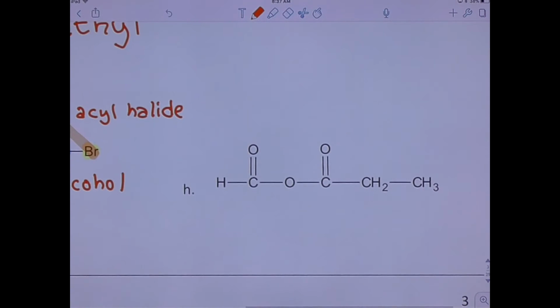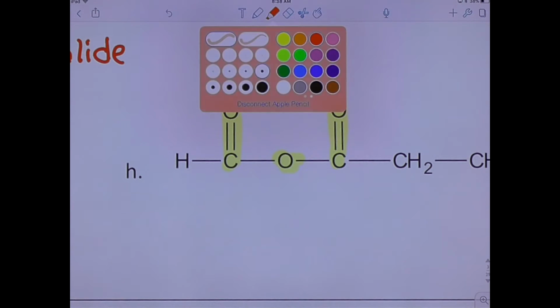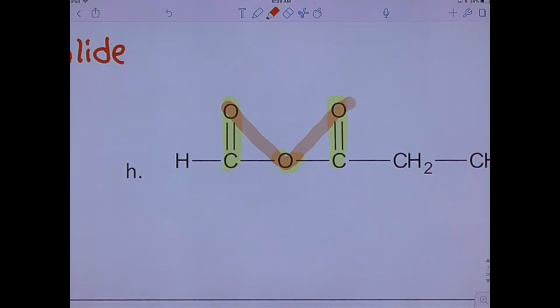All right, and then the last one here. We have 2 carbonyl groups. They both have an oxygen in between, so that is acid anhydride. Is it acid anhydride? Yeah, or sometimes they just say anhydride.